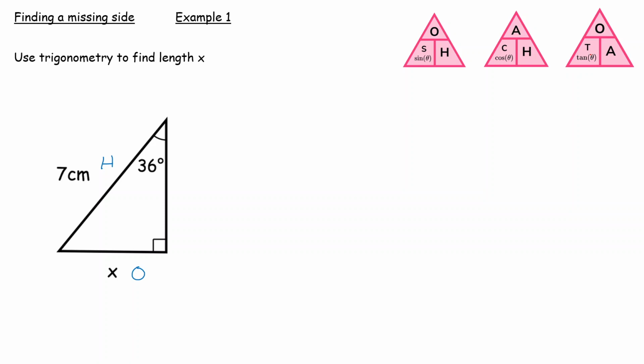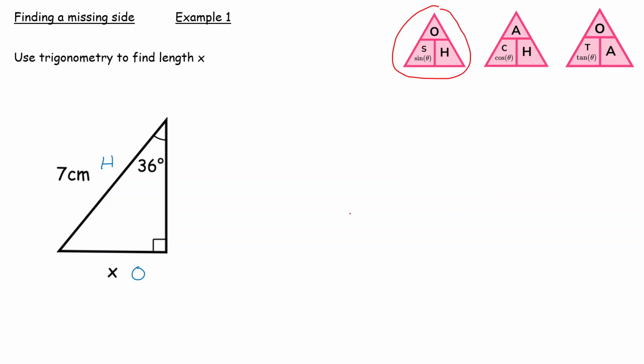So if we look at TOA, well, we've got O, which is good, but we have not got H. We've got tan theta and A, so this is not good. CAH has got H, which is good, but there is no O, so I'm not using this one. But then this one, SOH, I've got O and I've got H. So this is the triangle that I want to use.